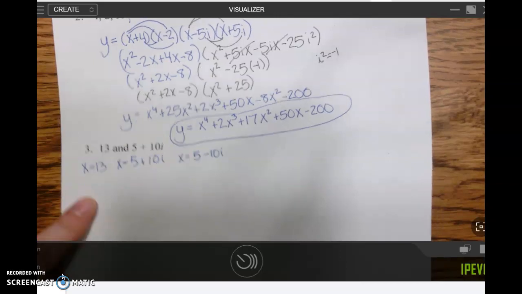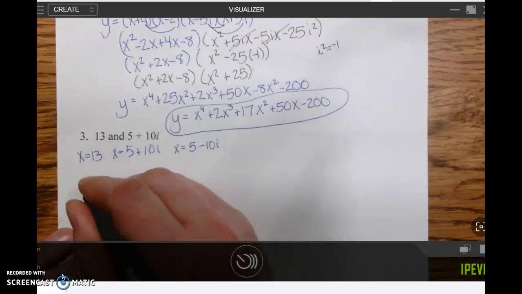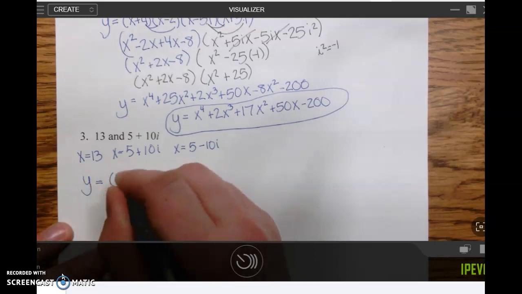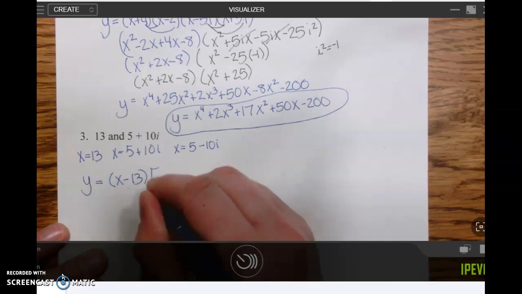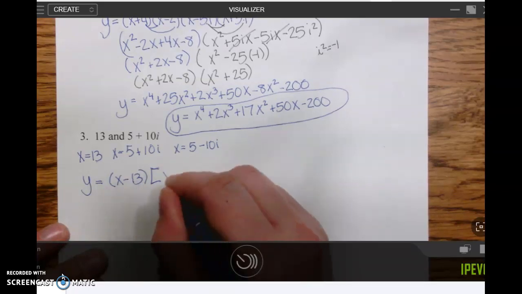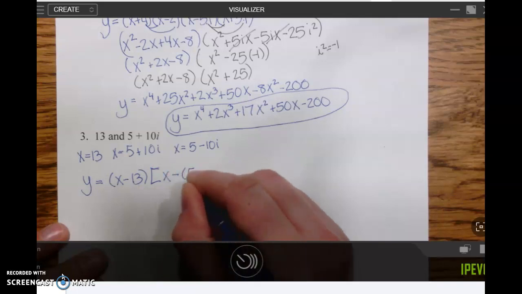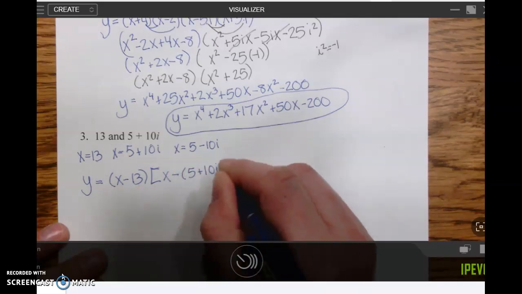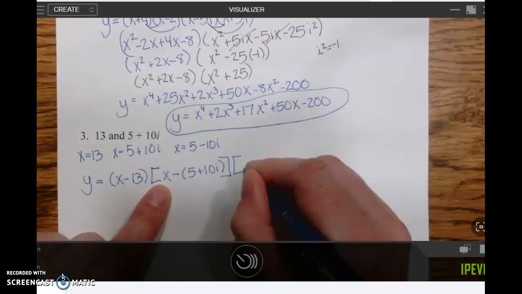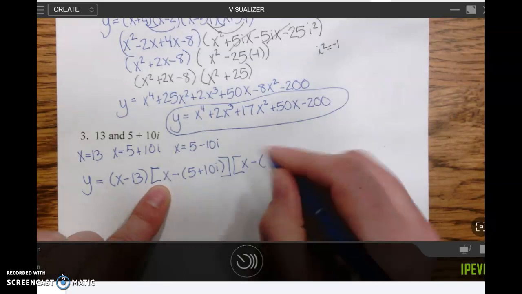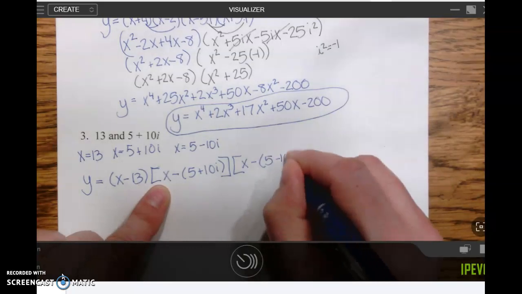Alright, so from here, we're going to write this in factored form. So y is equal to x minus 13. And remember, it's always x minus the 0. And so we're going to have here a big bracket, and x minus, and my 0 is 5 plus 10i. And then another big bracket, and x minus, and then my second 0 is 5 minus 10i.